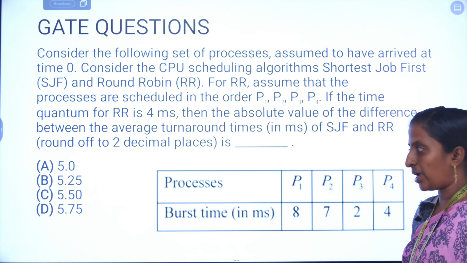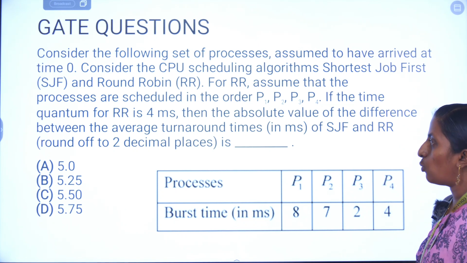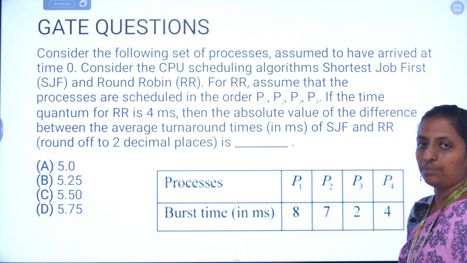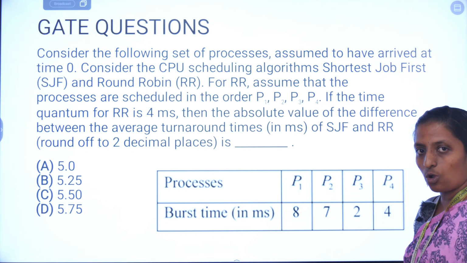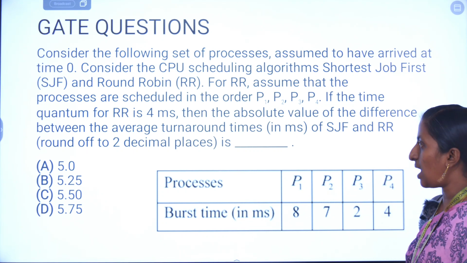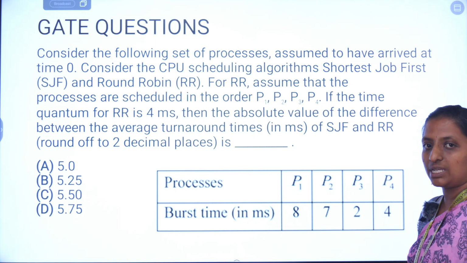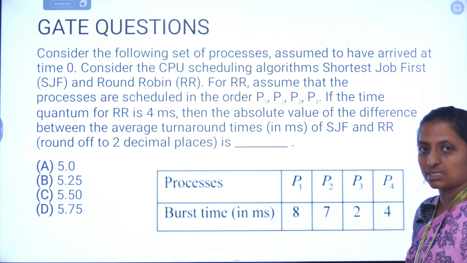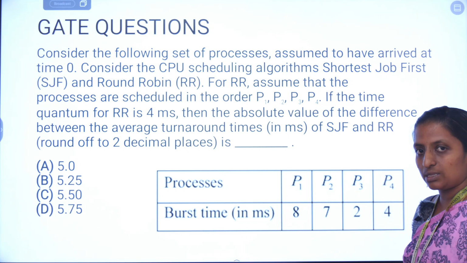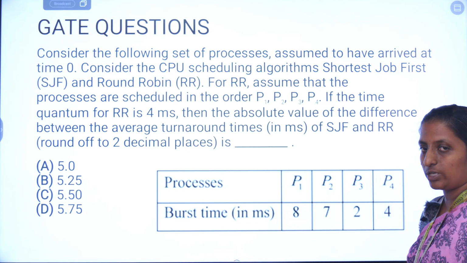So you have to find this. Initially you have to work out the SJF algorithm, and then we can move on to the round robin algorithm. After finding the turnaround time of these 2 algorithms, we have to find the difference and give the answer. Okay. So I hope you all understand this question. Let's start solving it.